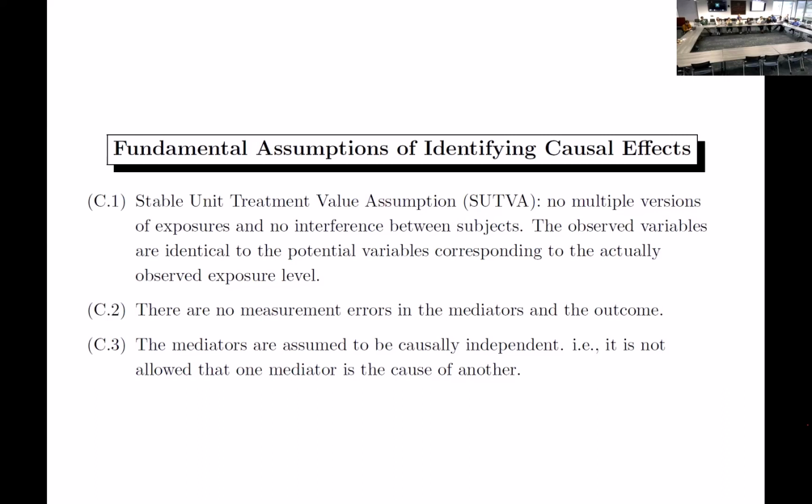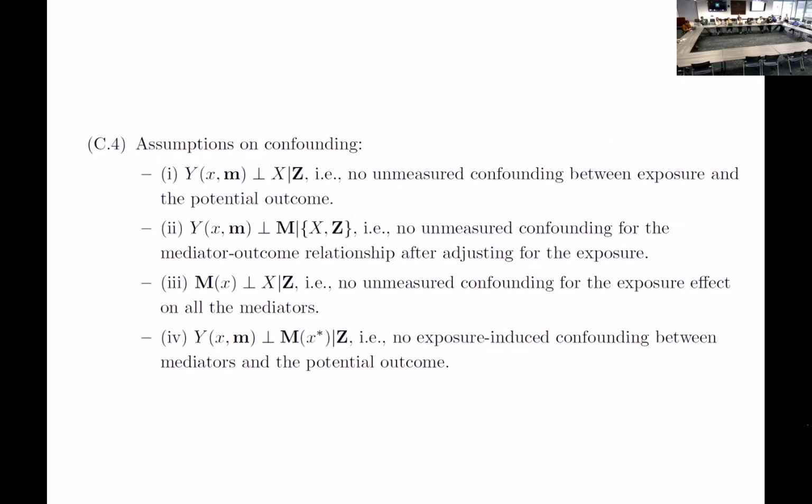and C3 is that the mediators are assumed to be causally independent. That does not allow one mediator to be a cause of another. So they could be correlated, but there is no situation where one mediator causes a change in another mediator. And the last one actually is more complicated, the assumptions on the confounding.